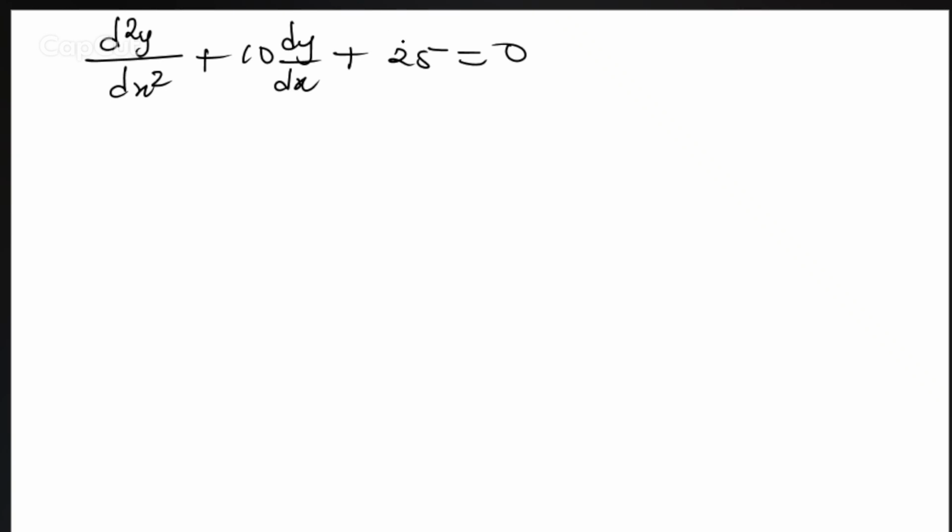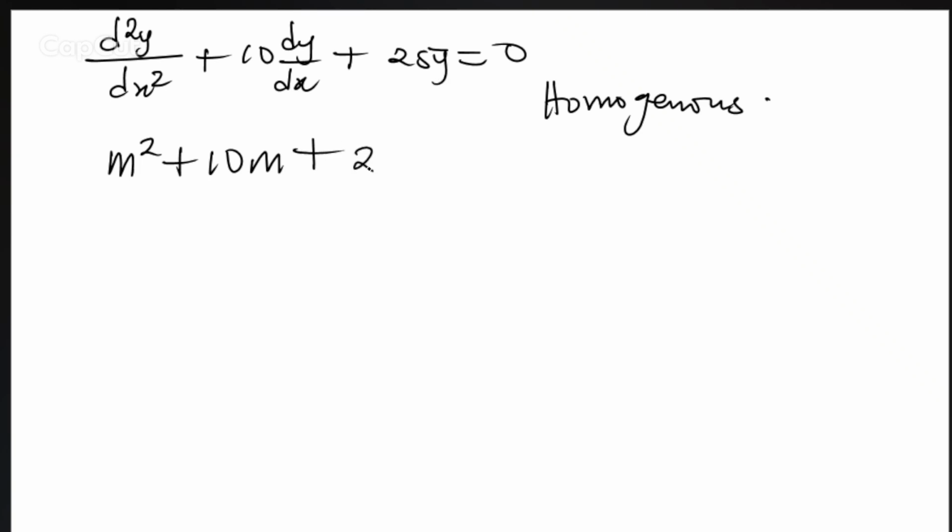Simply write it down. Yes, your equation is homogeneous. This gives you an extra mark. The next thing to do is to get the auxiliary equation for the given equation. To get the auxiliary equation, we represent this as m squared plus 10 multiplied by m, plus 25, and this will be equal to 0.